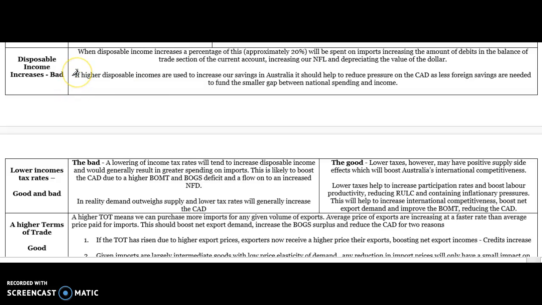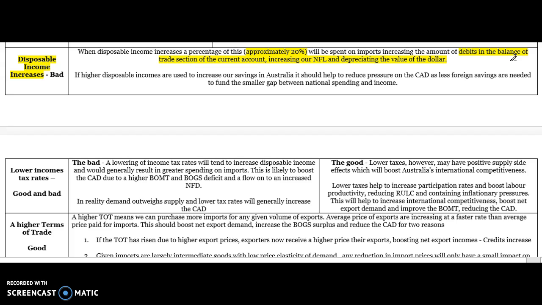Okay, in this video we're going to be looking at some more factors that impact the current account. The first one is disposable income increasing. Disposable income increases, we basically will spend more, and approximately 20% of this will be spent on imports. That will lead to more debits in the current account, and then increase net foreign liabilities and depreciate the dollar.